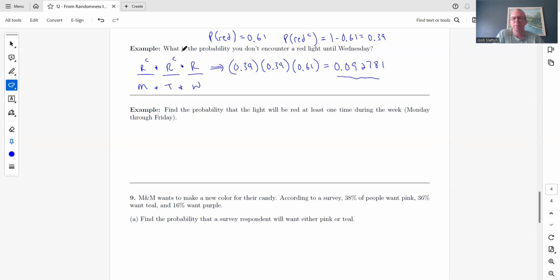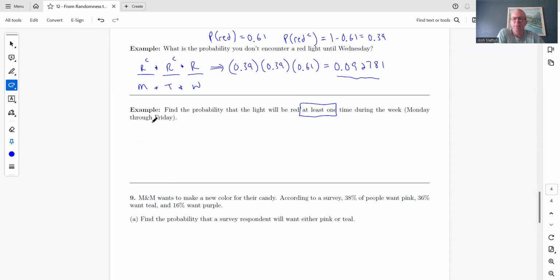Okay, so find the probability the light will be red at least one time during the week. Now this phrase, at least one, is a very important phrase, and whenever you see this, you're going to use the complement. And the reason you use the complement, we'll explain this briefly, and hopefully this will make sense.